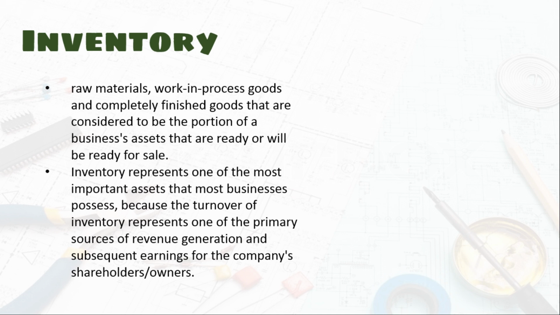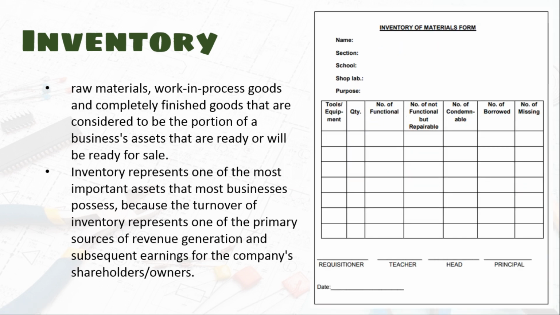So bakit nga ba tayo nag-i-inventory? Kasi meron tayong mga kagamitan na kung saan yun ang ibinebenta natin para makapag-generate tayo ng revenue or kita. So yung ini-inventory natin ay considered as ating asset, pagmamay-ari ng business. So sa paggamit ng inventory form, natatrack natin ilan ang nabenta, ilan ang hindi pa nabebenta, di ba? Ilan ang raw materials, sabi nga dito, at ilan na yung completely finished goods, di ba? Na naibenta na natin. So this is an example of a inventory of materials form.